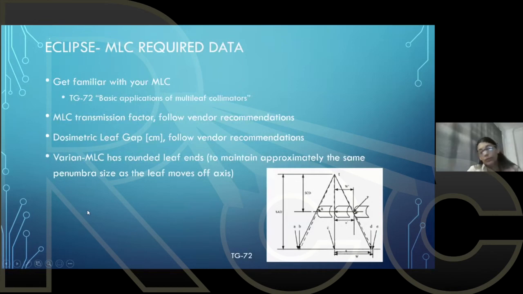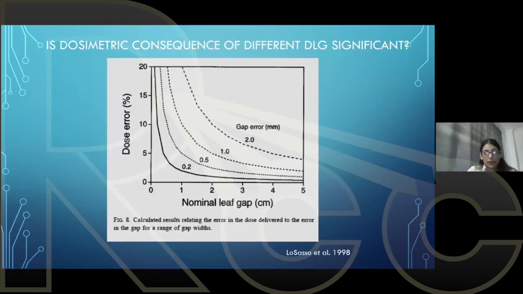So now, I'm using Eclipse because this is what I'm familiar with. For Eclipse, the MLC data that is required is the MLC transmission factor and the gap, and it's very important that you are precise when you are measuring, because this has dosimetric consequences, and they can be quite significant. For example, imagine that this is your nominal leaf gap value on the x-axis, and this is just your dose error on the y-axis in percentage.